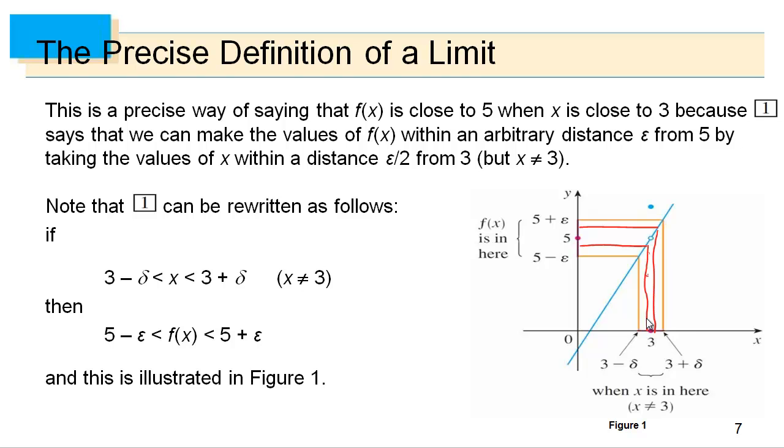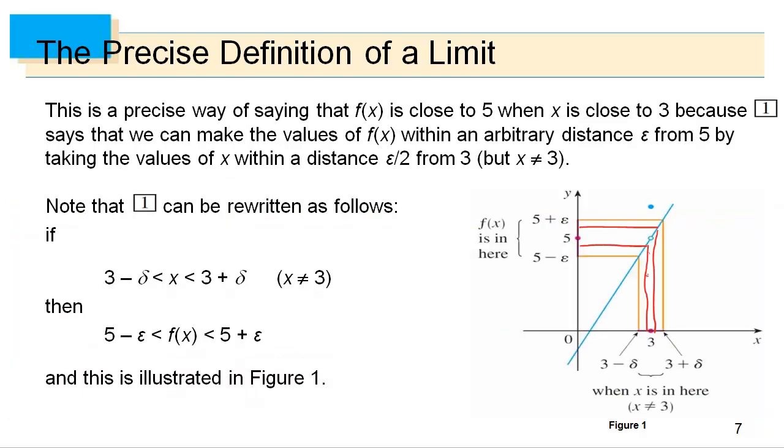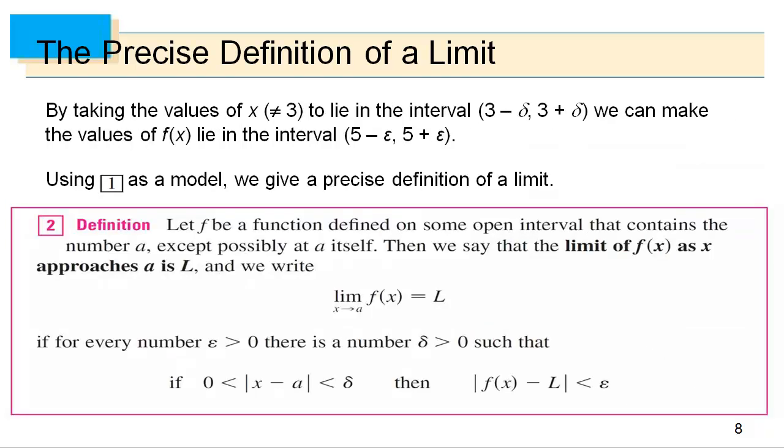Which brings us to the actual precise definition of a limit. By taking these values of x that aren't equal to 3 but are small enough that they're in this tiny interval of plus and minus delta around 3, we know that we can make the values of f of x lie within the small interval that is epsilon wide around 5. Again, don't bother with the whole delta epsilon thing. This just means that they're two arbitrary numbers and they're not necessarily the same, which is why they're given different letters.